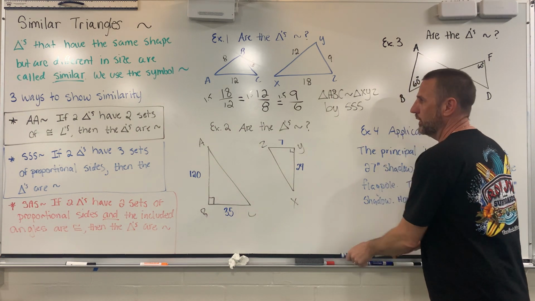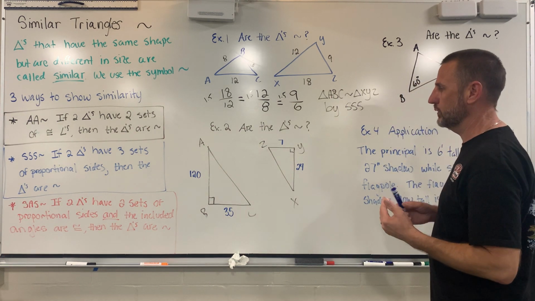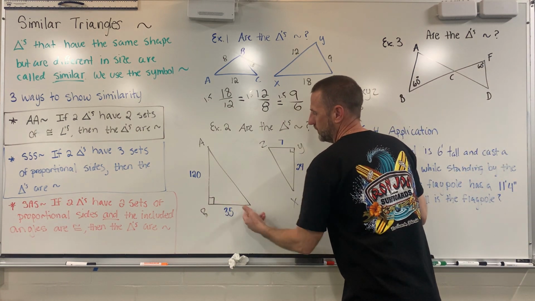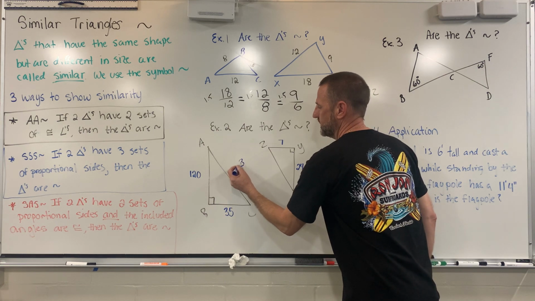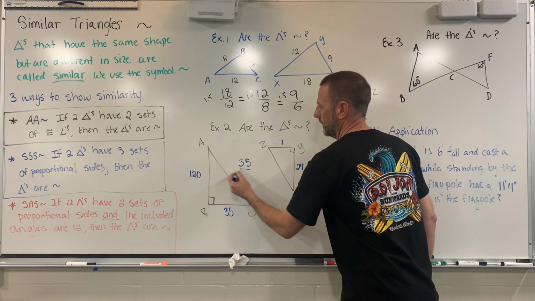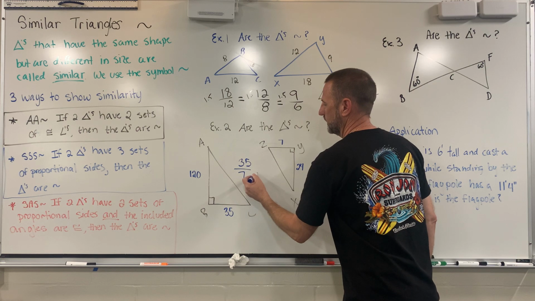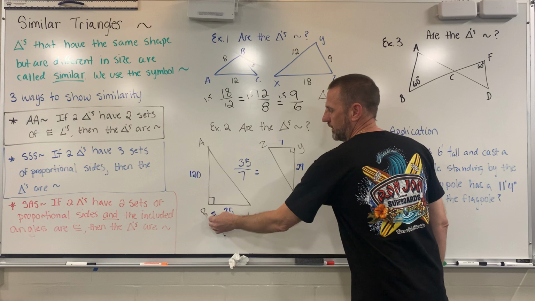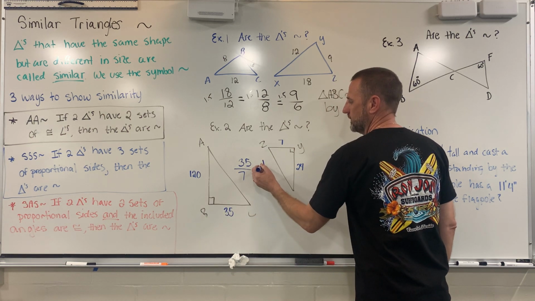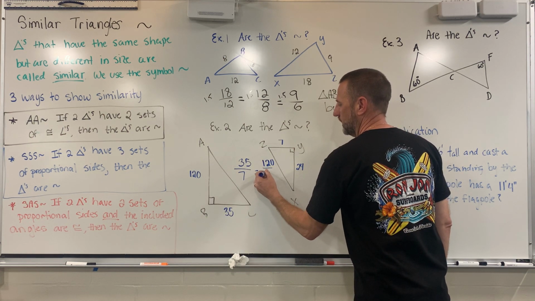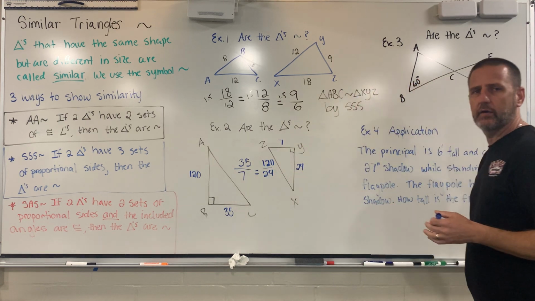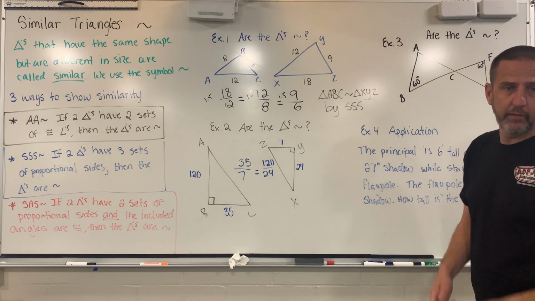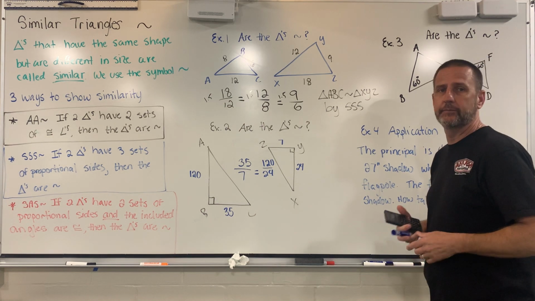So what I want to do is write a proportion to make sure that these two are the same thing. So I'm going to say I start with the 35. 35 is the shortest side of this triangle, and it would go with 7 over here, because it's the shortest side of that one. And because I started on the left with this triangle, I need to continue that pattern. Well, when I work these out, 35 divided by 7 is 5, and 120 divided by 24 is also 5.